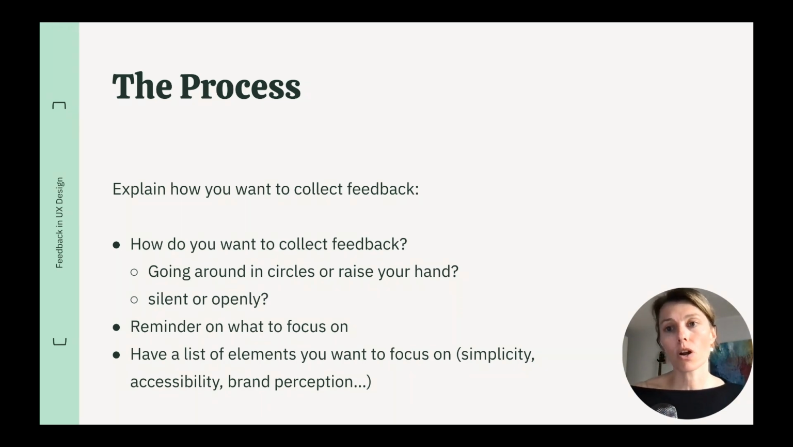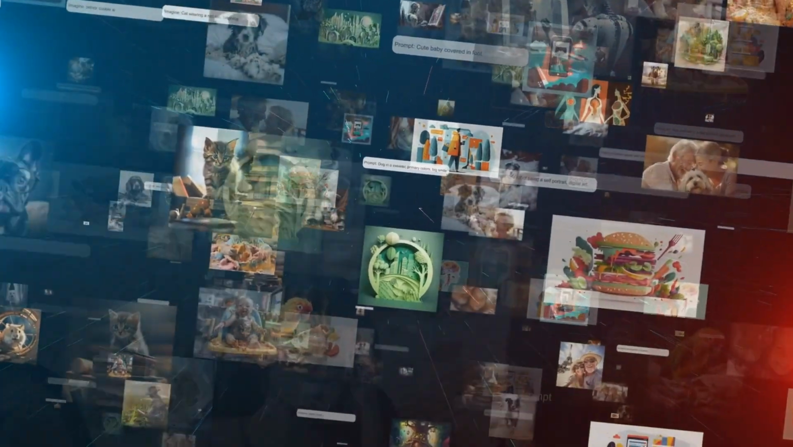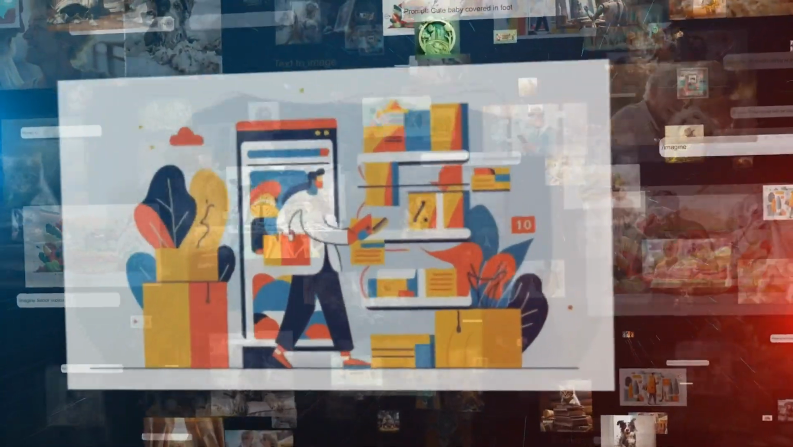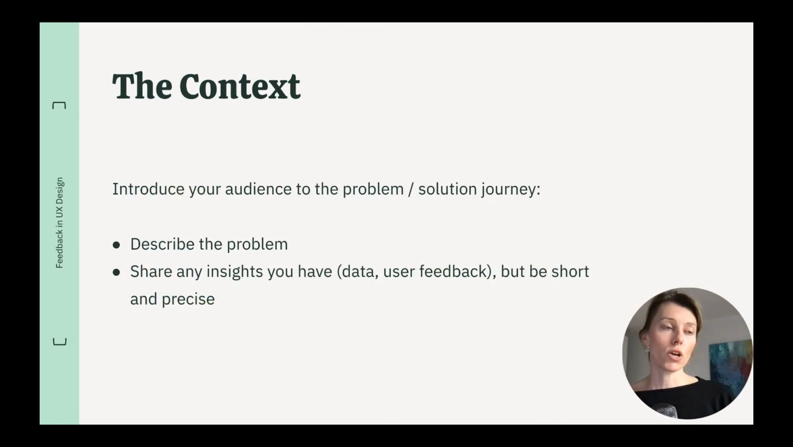Then before you start presenting a solution, you should make sure that your audience has the context and is up to speed to where you are in your head and your thinking, right? So introduce your audience to the problem and solution journey, describe the problem that you're trying to solve, and share any kind of insights that you have, like any data or user feedback that also helps as an argument for the solutions that you came up with.